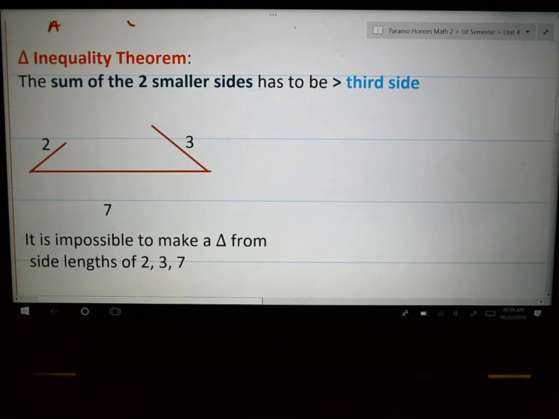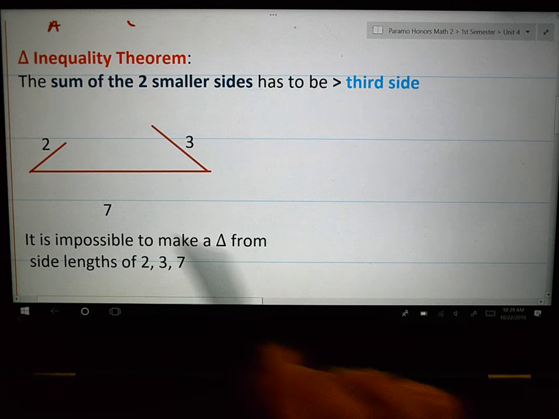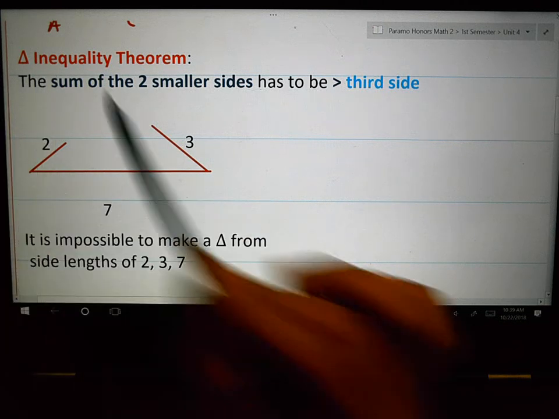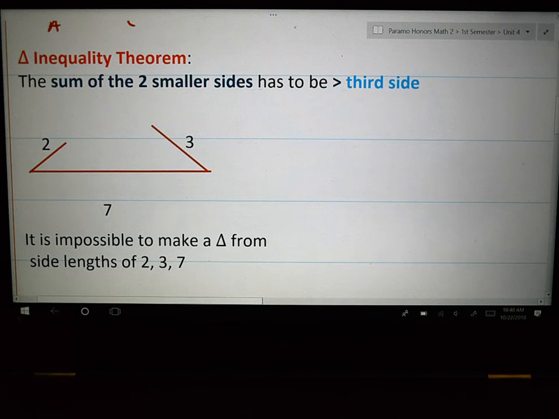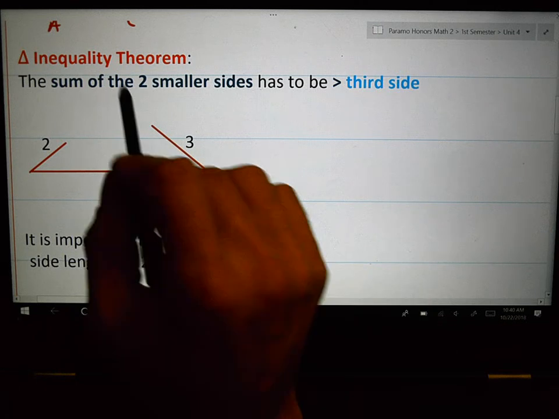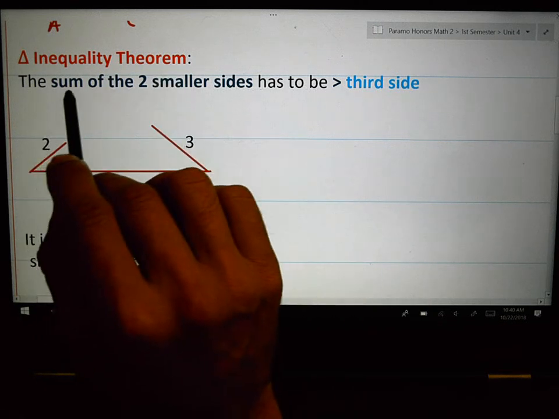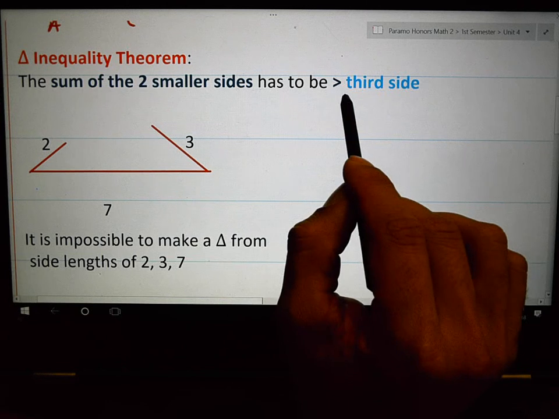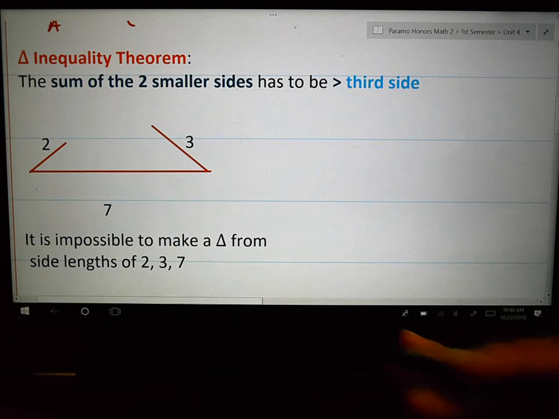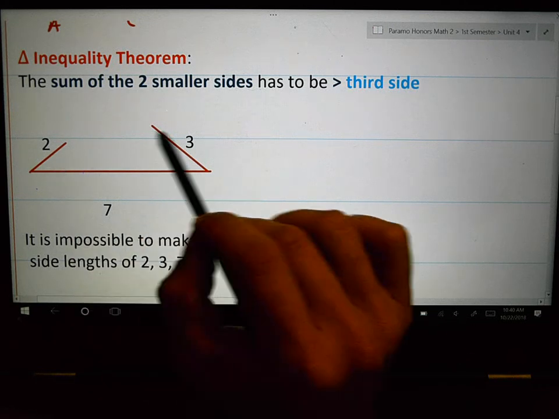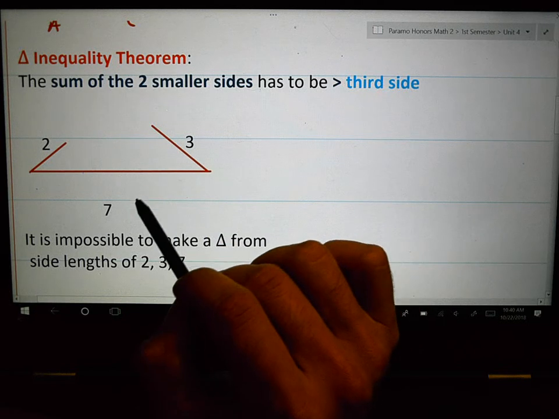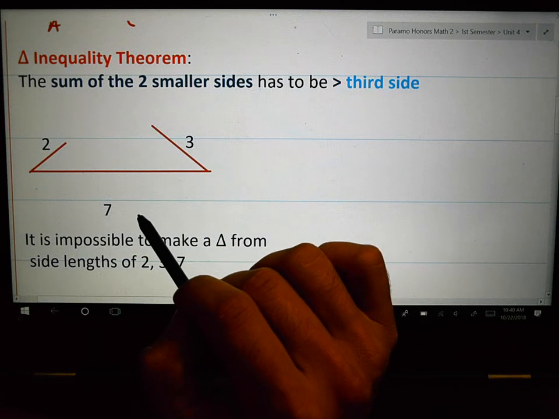The next thing that we're going to talk about, idea number 2, is the triangle inequality theorem. The triangle inequality theorem is how you can determine if you can make a triangle or not. It says that the sum of the 2 smaller sides has to be greater than the third side in order for you to make a triangle. Here's what I mean. If I had a side length of 2 and a side length of 3 and a side length of 7, you cannot make a triangle out of that.